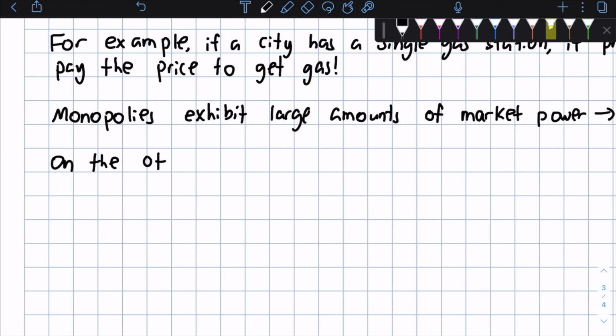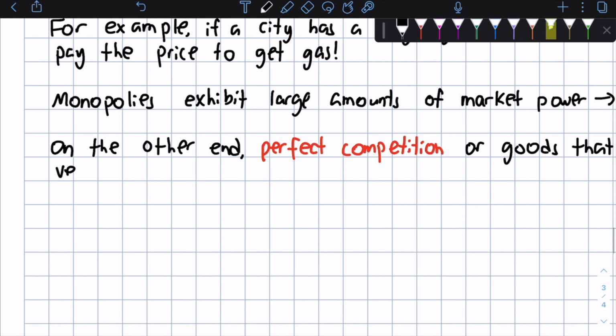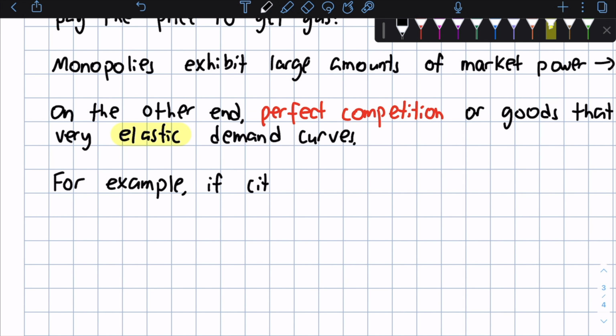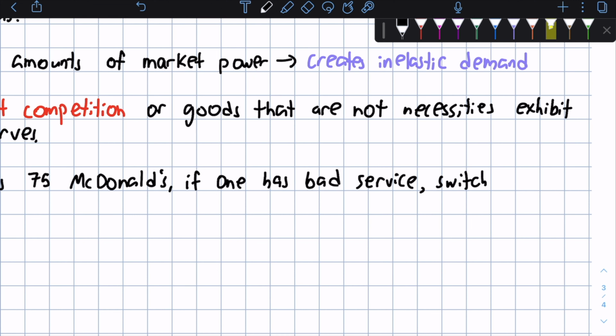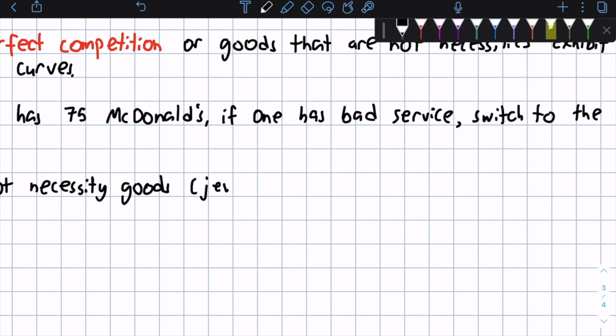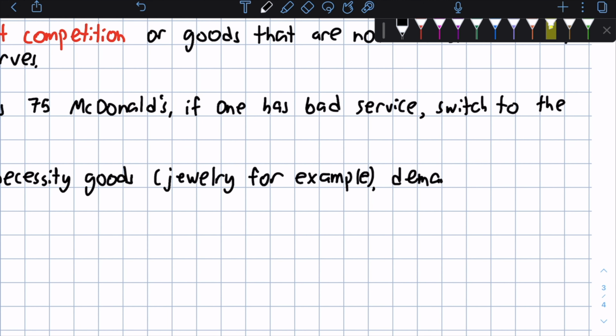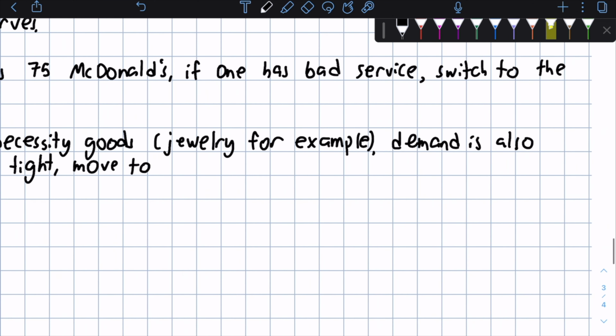On the other end of the spectrum, we see perfect competition, which we haven't covered yet, but we will, and goods that are not necessities, and these both have very elastic demand curves. For example, if a city has 75 McDonald's locations and one has bad service, we simply switch to the next one, which means very elastic. If you're buying non-necessary goods, such as jewelry, demand is also very elastic. So if money becomes tight and your income falls, you move to buying necessities instead.